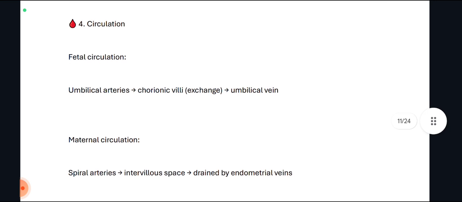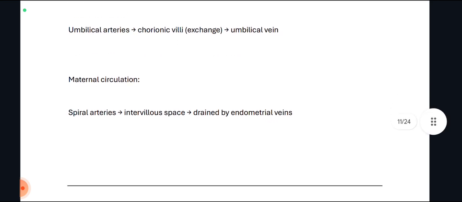Now, the fetal circulation: there are umbilical arteries which open into the chorionic villi, and the exchange of nutrients and gases happens, and then the blood is supplied back to the umbilical vein. Likewise, in the pulmonary artery and veins, where the pulmonary vein carries oxygenated blood, here also umbilical vein carries the oxygenated blood to the fetus, while umbilical arteries are carrying the deoxygenated or the impure blood.